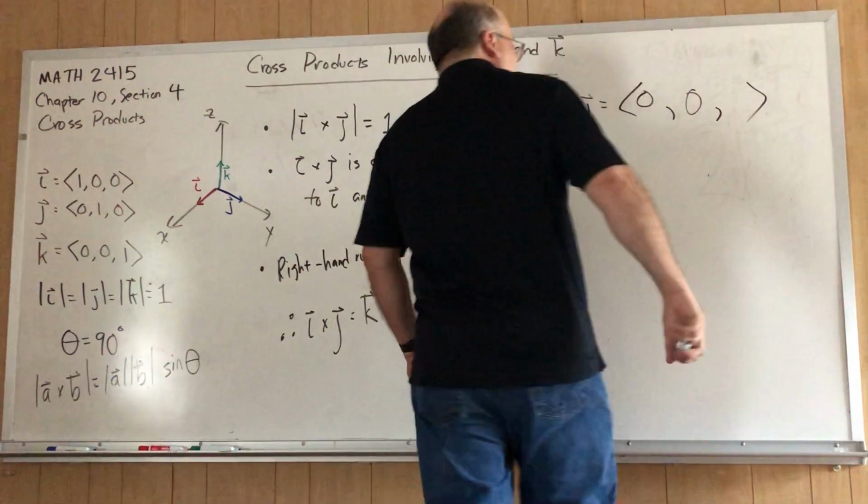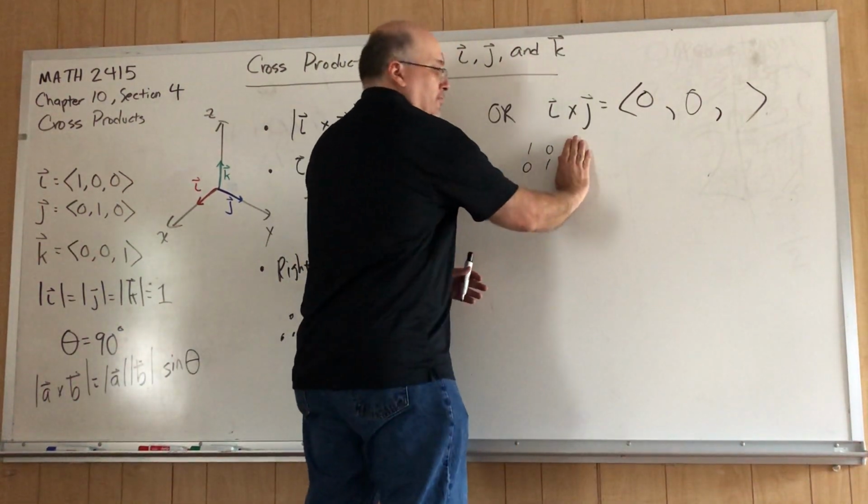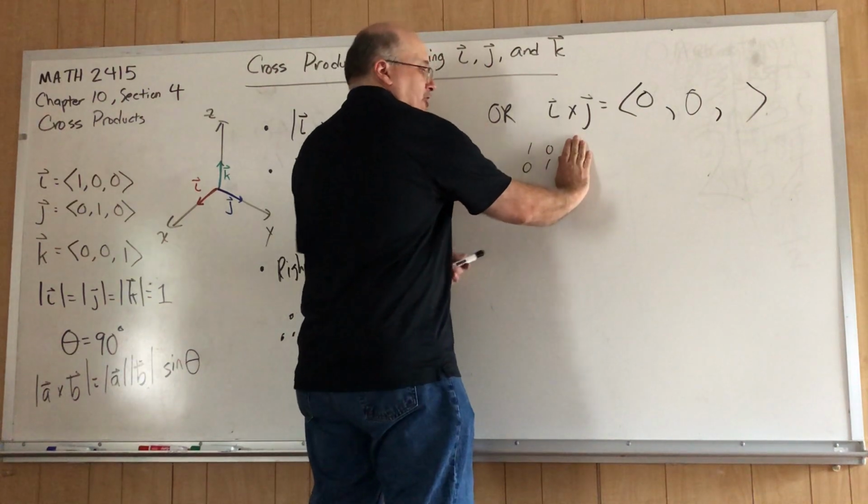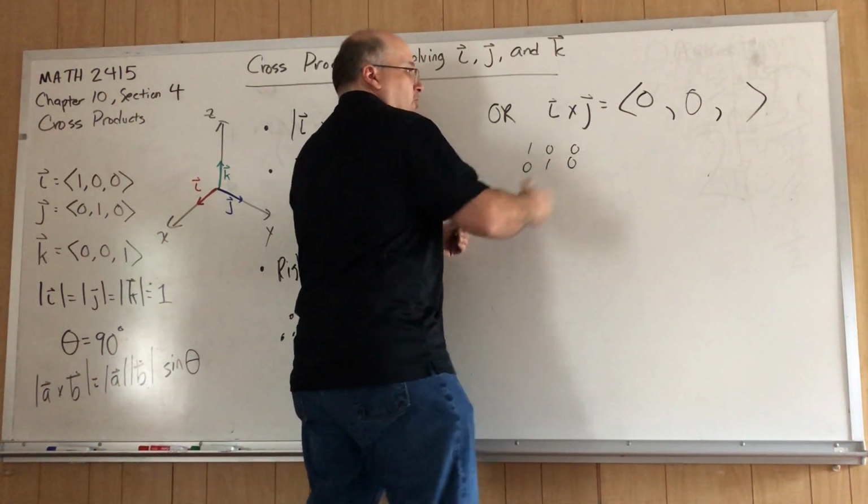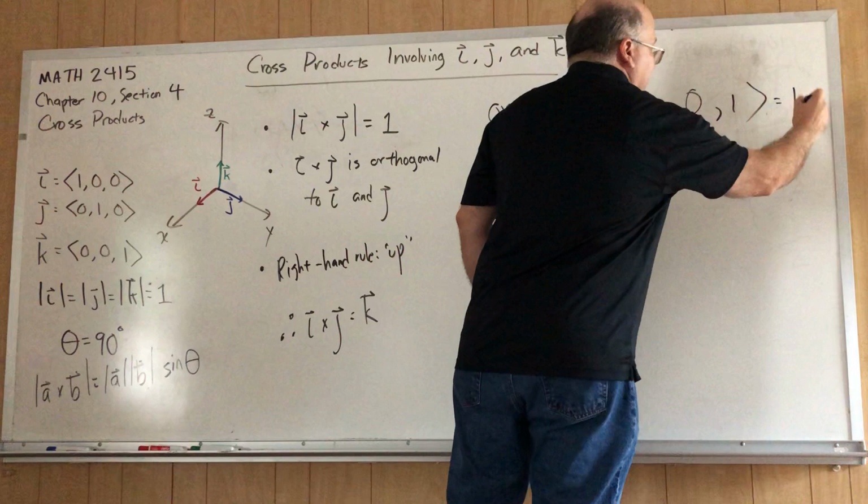And then for the third component of the cross product, we would cover the third components of the two vectors and find the 2 by 2 determinant. 1 minus 0 is 1. Well, look at that, it's k.